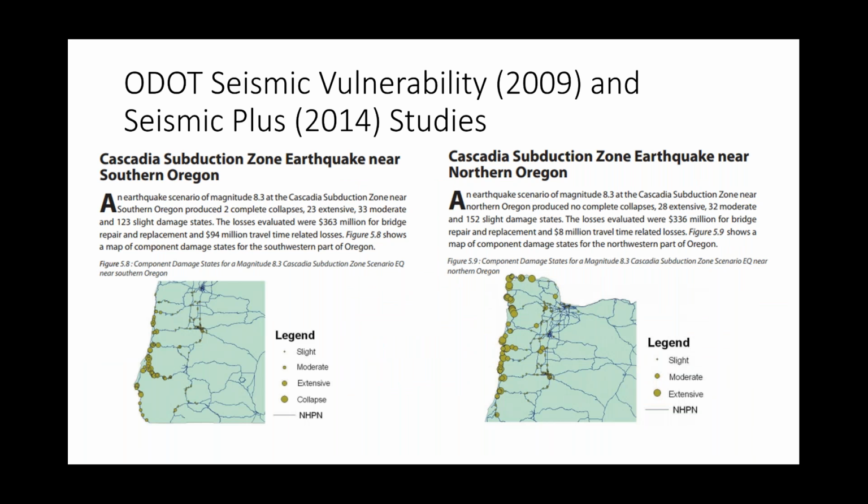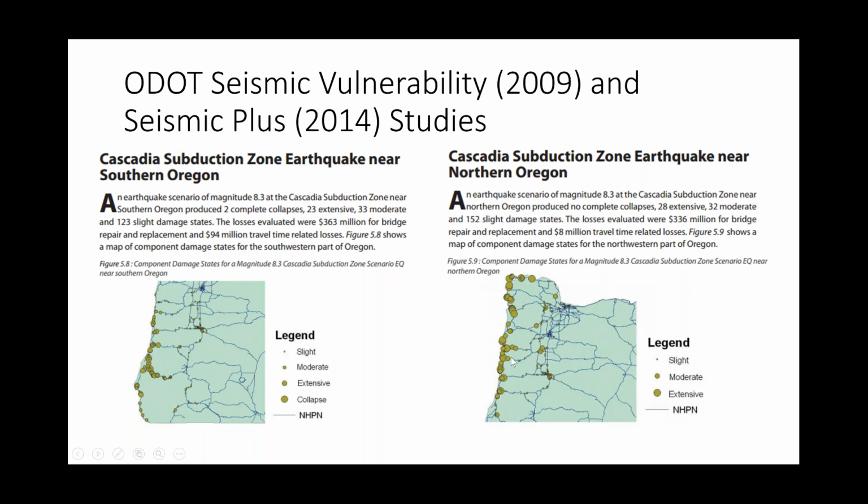So ODOT's been doing a lot of work on seismic vulnerability, and they've conducted a number of studies. To my knowledge, these don't incorporate the natural frequency of the structures, but more their design details, whether or not girders are going to slide off of bearings, that sort of thing. So these are some results from the seismic vulnerability study of 2009, where under one of the half-rip scenarios, where you've got an 8.3 magnitude quake along the southern Oregon coast, only generating 2 complete collapses along the coast, with a lot of other damage distributed, as you can see, through bridges along these routes.